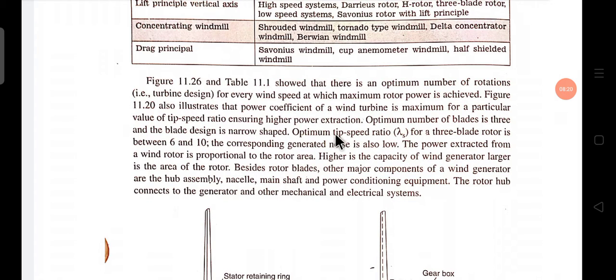This optimum tip speed ratio is 6 to 10. The corresponding generated noise is also low. Here the corresponding generation noise is low.